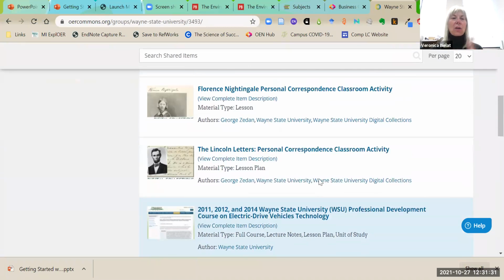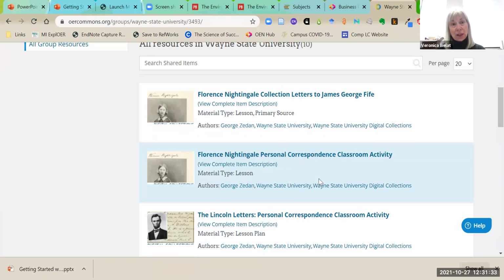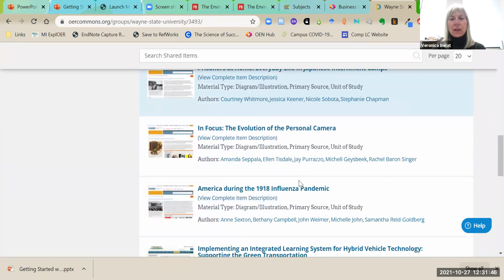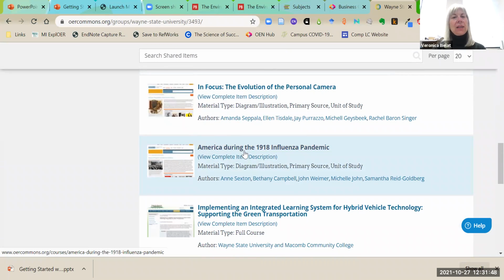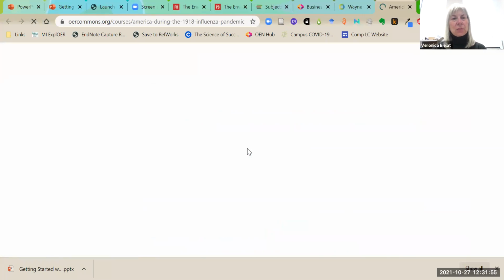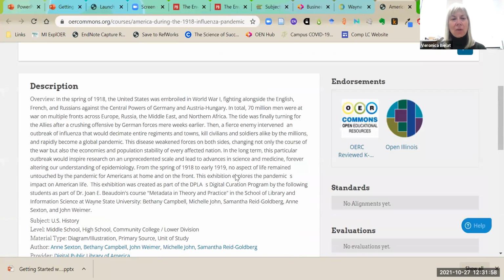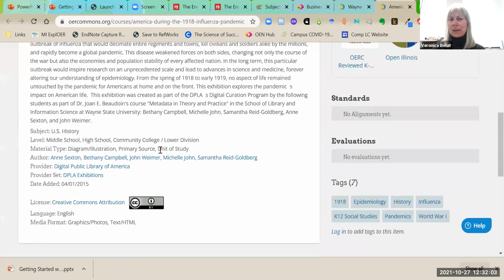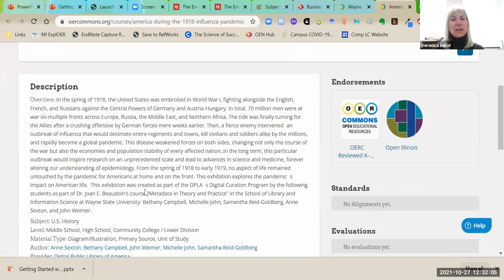Most of these resources are hosted someplace else. So they are listed in the OER Commons, but they might be hosted in our institutional repository or our digital commons. Here's America during the 1918 influenza pandemic, very timely considering what we are going through. If we click on this one, we'll see that this resource is housed in the Digital Public Library of America. And you might be saying, well, why is this listed here?